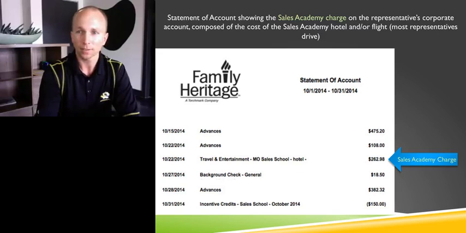$262.98. And this charge was put on the corporate account on 10/22/14, and it's for travel and entertainment, Moe's Sales School Hotel. So that was the cost of the hotel for the week of Sales Academy. If that representative took a flight, you would see that charge on the corporate account for the flight. And in the next couple of slides, I'm going to walk you through how that charge is eliminated from the representative's corporate account.